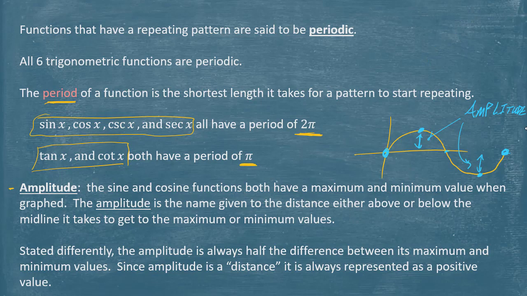And for secant and cosecant, it would be how long it takes to make one upside down U and one right side up U. Or you can go from an asymptote to, not the next asymptote, but two asymptotes later. That would also be another way we could identify the period visually, at least with secant and cosecant. But generally speaking, period is how long it takes for it to start repeating the exact same pattern.